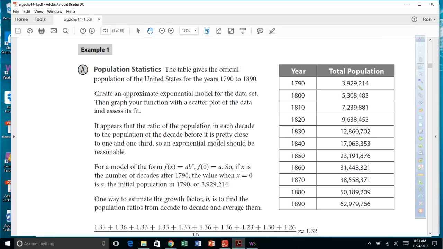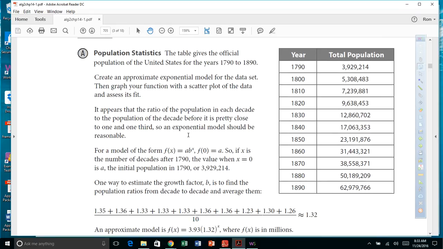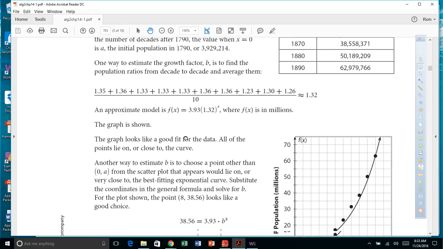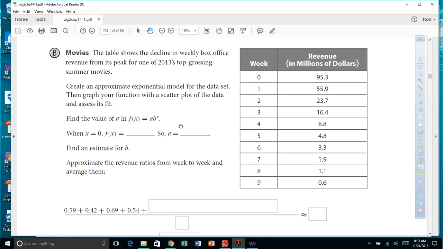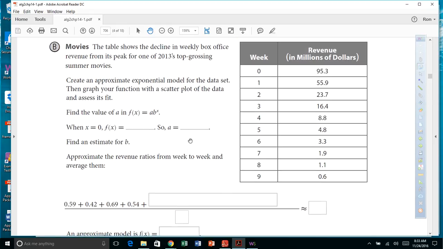Example 1, population statistics. Go ahead and read through this, and then when you get back, we'll do B together. All right. B. The table shows the decline in weekly box office revenue from its peak for one of 2013's top grossing summer movies. Create an approximate exponential model for the data set. Then graph your function with the scatter plot of the data and assess its fit.